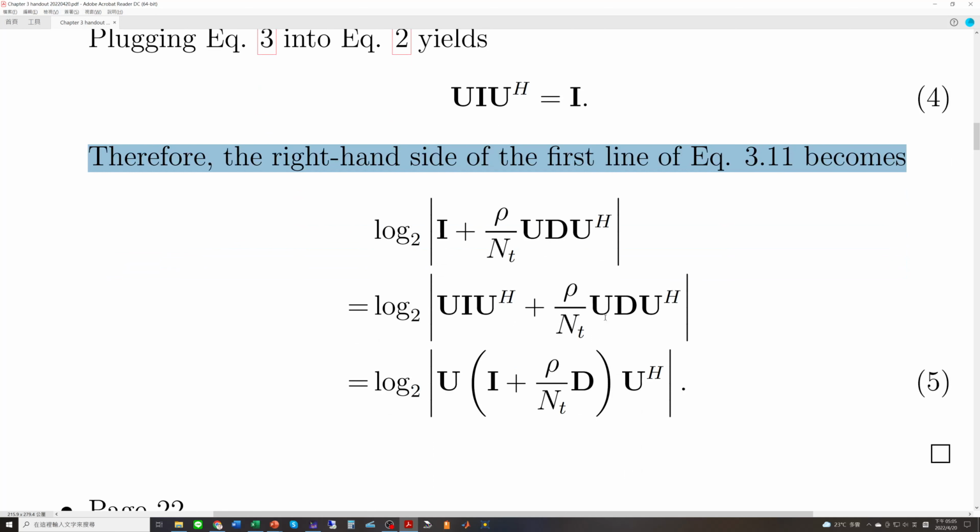And observe these two terms. We can see that they have two common terms. First is the U, so we can take U here, and the second common term is U Hermitian, so we can put U Hermitian here, and the remaining terms are I plus rho over NT times D. Okay, so here is I plus rho over NT times D.